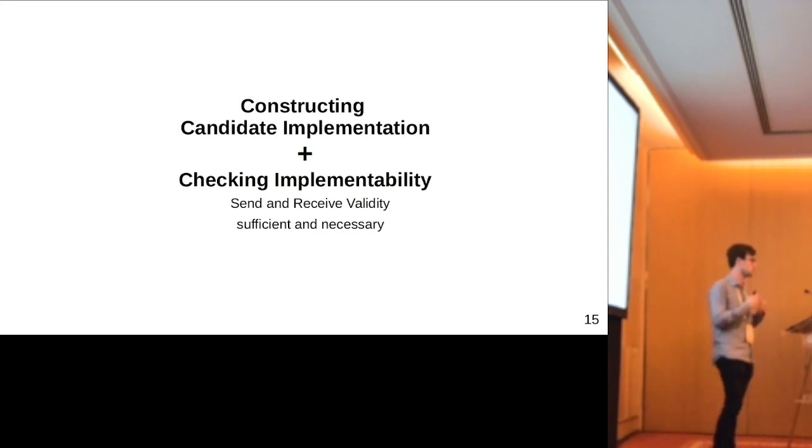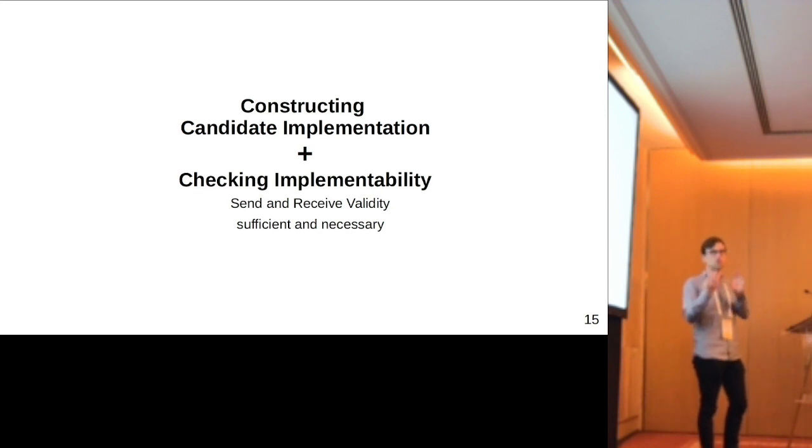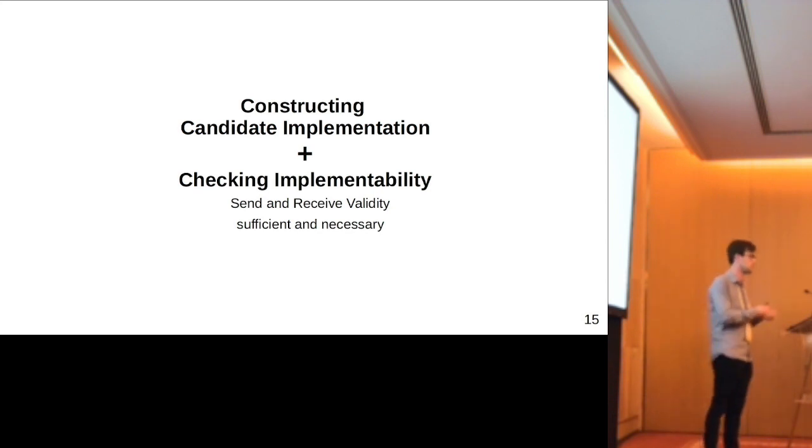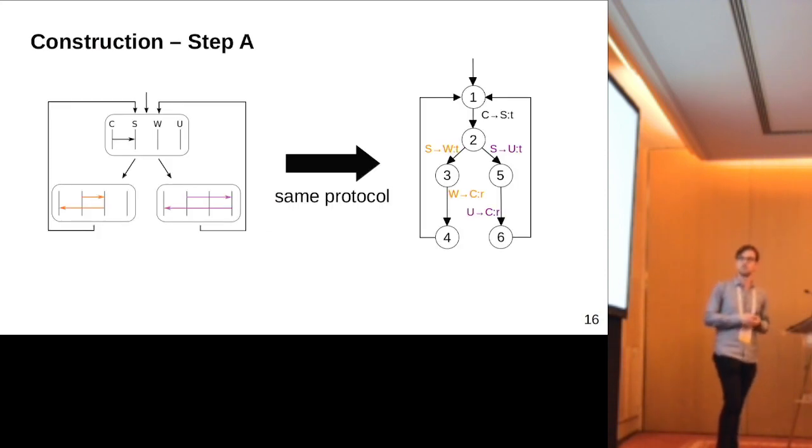And then the second part is we have annotations on these candidate implementations that allow us to check two conditions. We call them send and receive validity. And we've proven both of them together to be sufficient for implementability and each of them to be necessary, giving you completeness.